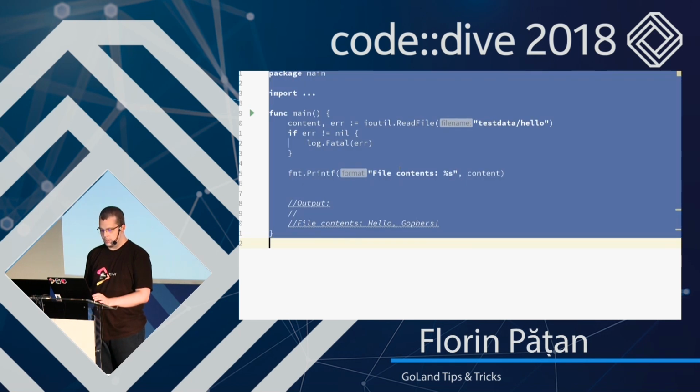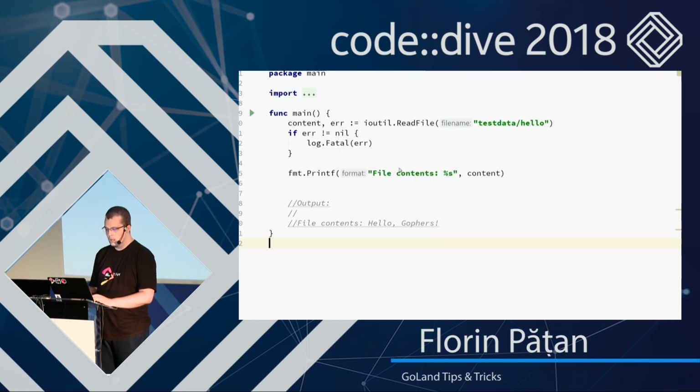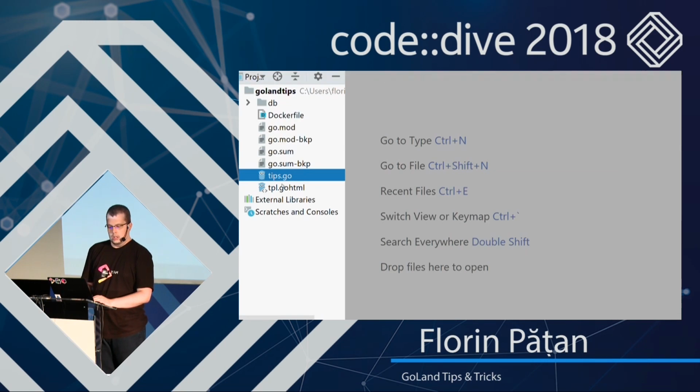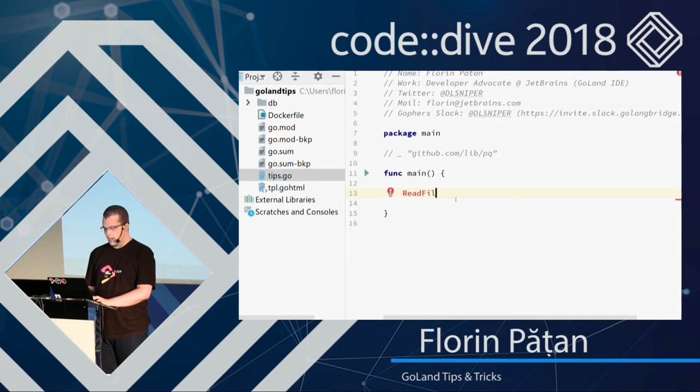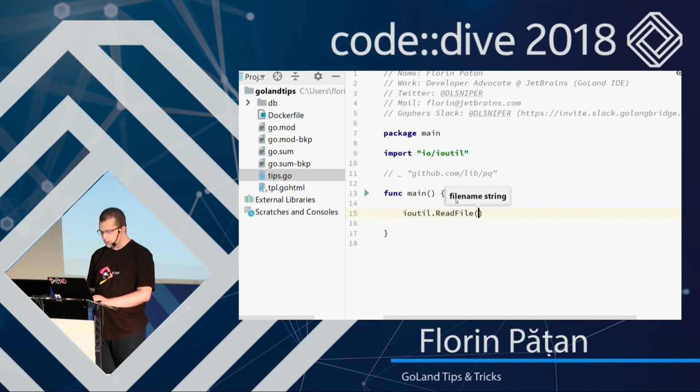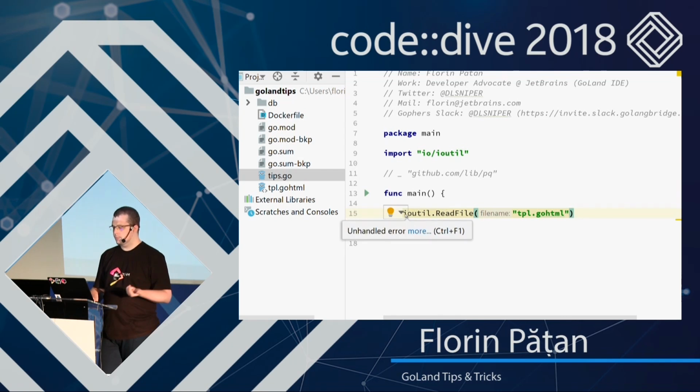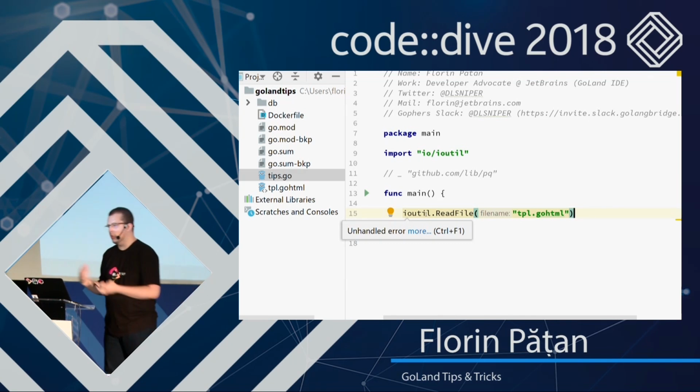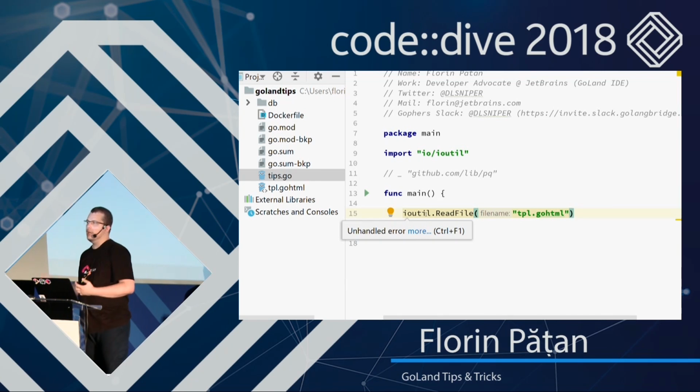Okay, so back to our source code. We go here. So read file, I said. Okay, ioutil.ReadFile, and this one is called tpl.go.html, right? Okay. So now I need to do something with it, but you also see that we have a hint here which says, well, unhandled error, right? So the IDE now recognizes in the latest version, 2018.3, unhandled errors.